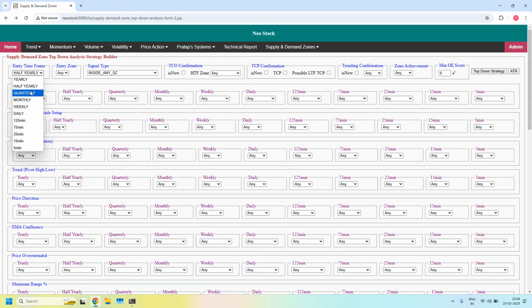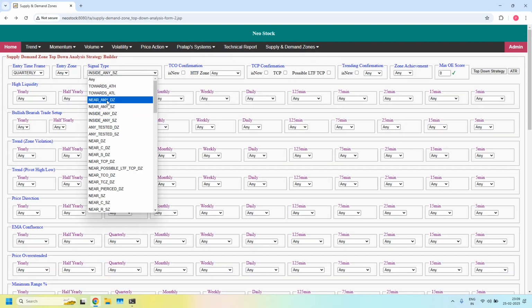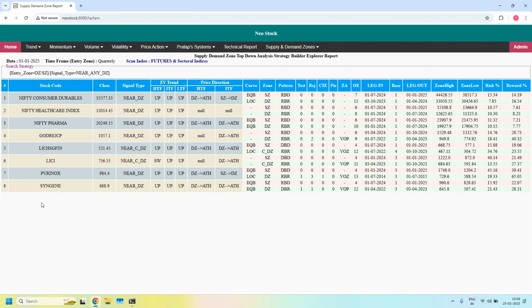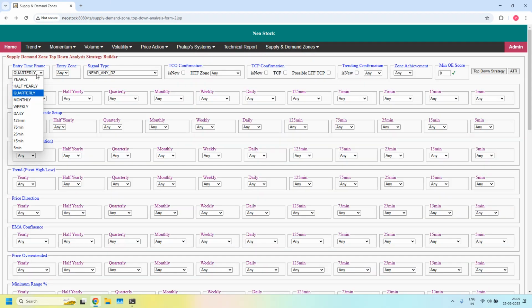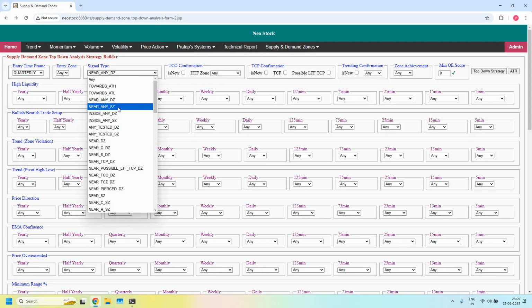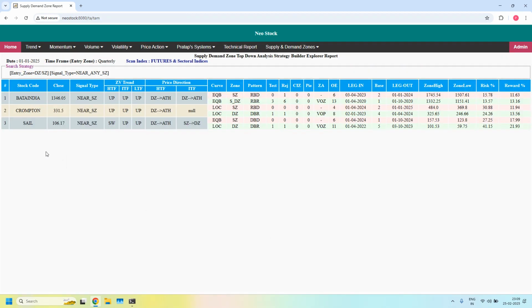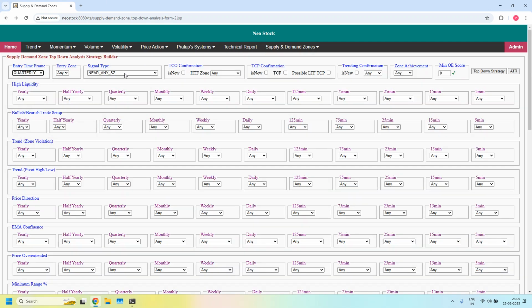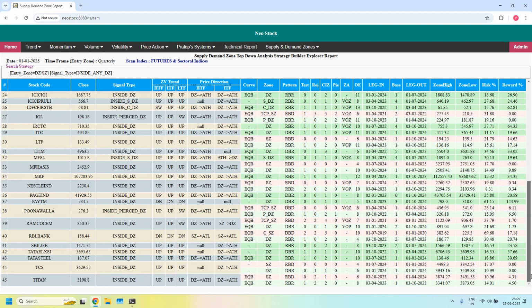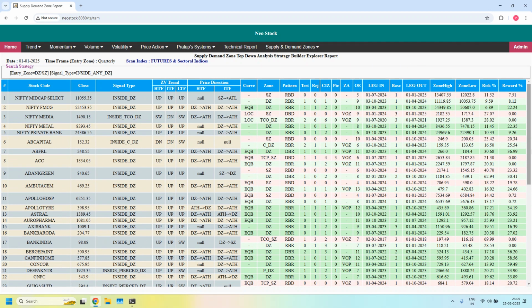Next time frame is quarterly, stocks near quarterly demand zone. We got 8 stocks. Next quarterly time frame, stocks near quarterly supply zone. We got 3 stocks. Next quarterly time frame, price closed inside the quarterly demand zone. We got 45 stocks. So first 22 stocks in the list.